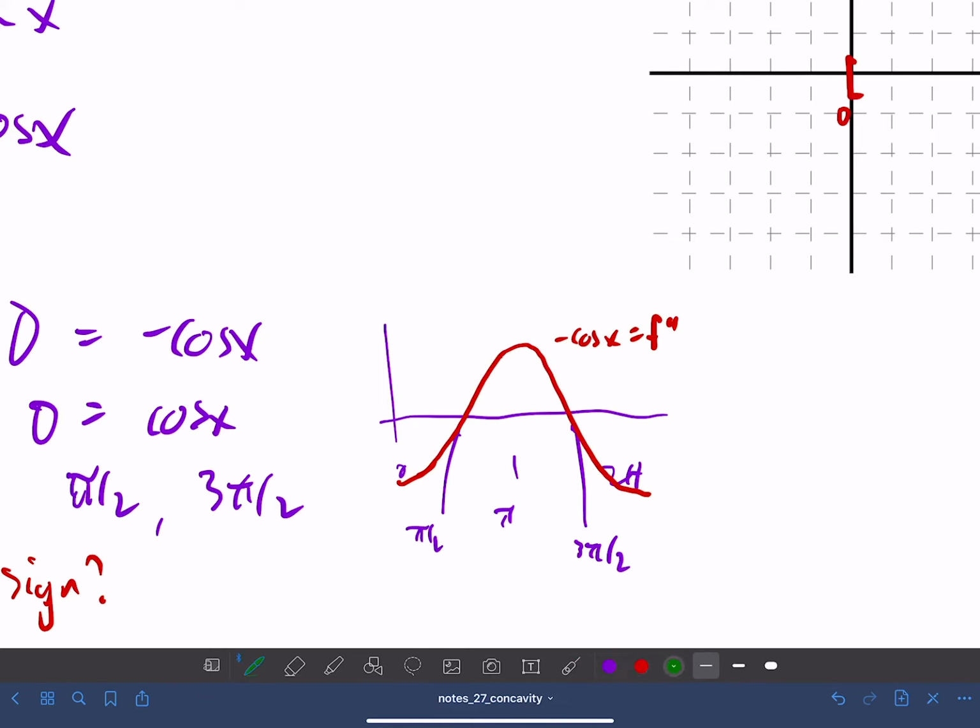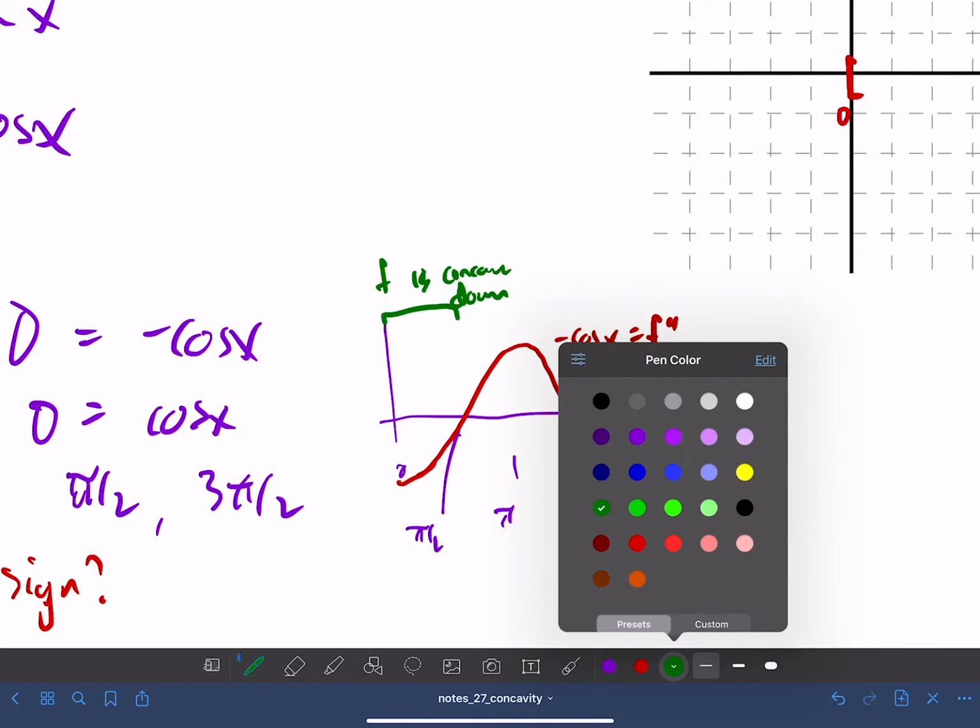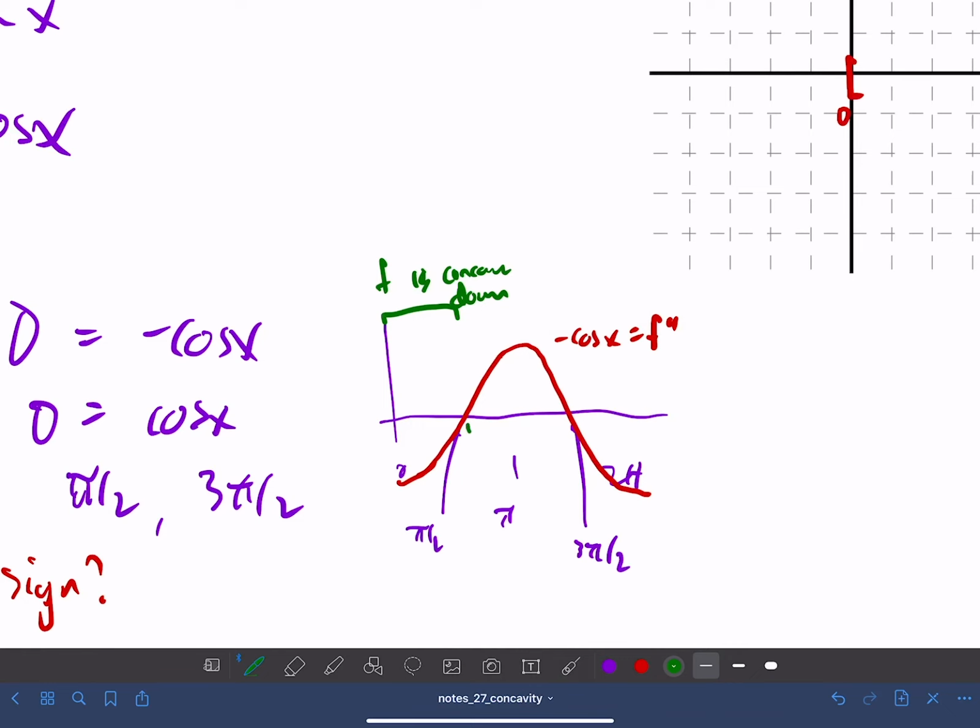So we can conclude then that on this interval right here, f is concave down. And then in this interval right here, because f double prime is positive, that means that the original function is going to be concave up. And we're saying f is concave up because this right here is a picture of f double prime. And then similarly, here is where f is concave down.